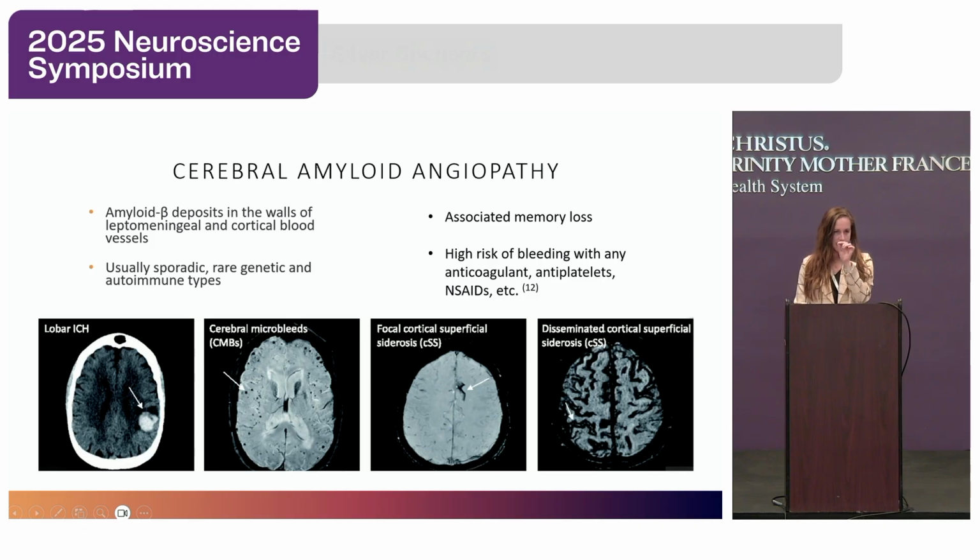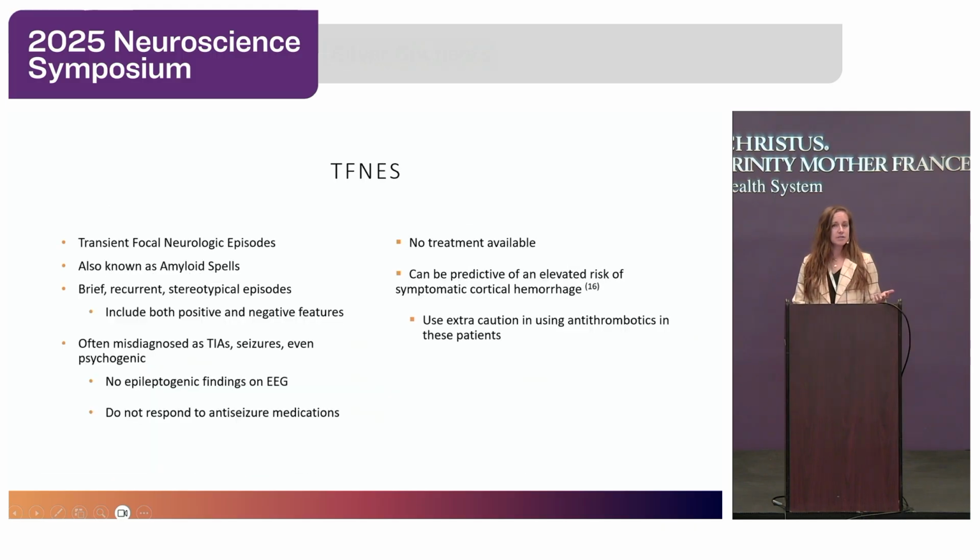You see the little valleys in there filled with old blood product. The reason I bring this up in a stroke mimic talk is because CAA has its own particular type of, not TIA, but similar if you think about it in thought process. They're called transient focal neurologic episodes. Most people actually know these as amyloid spells.